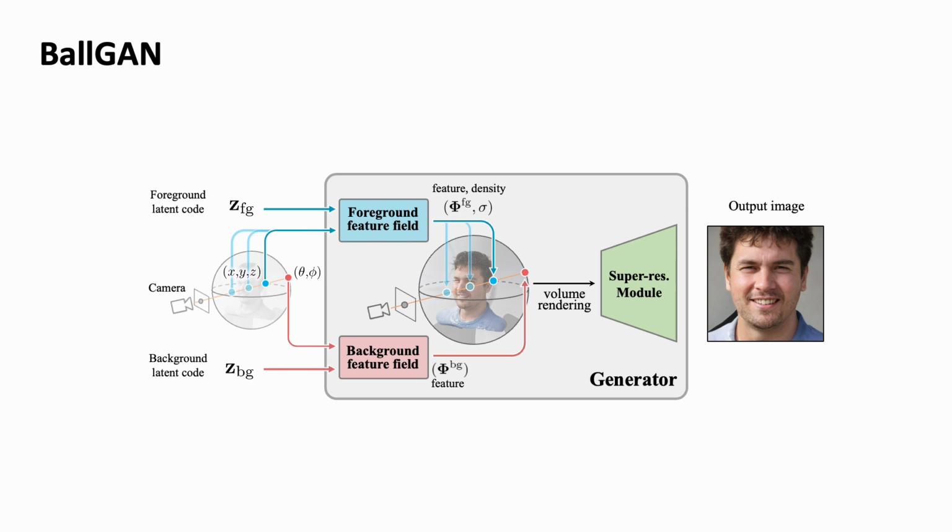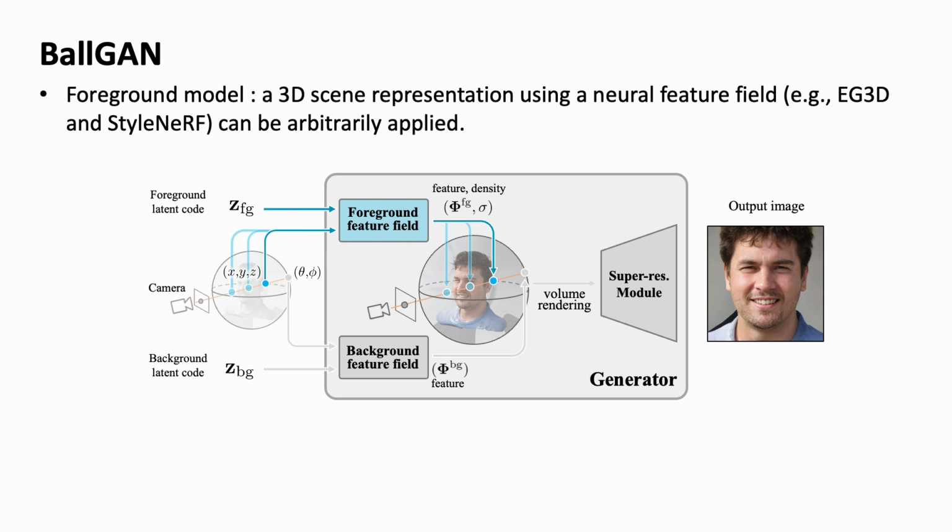Here is the overview of the BallGAN generator. Our generator consists of two backbone networks for foreground and background representation. The foreground model receives the foreground latent code and 3D ray points to output the feature vector and volume density. The foreground network can adapt arbitrary 3D scene representation such as a triplane or NeRF. BallGAN uses the triplane from EG3D.